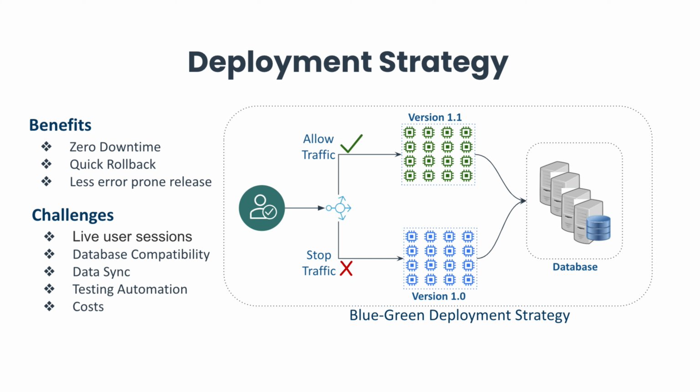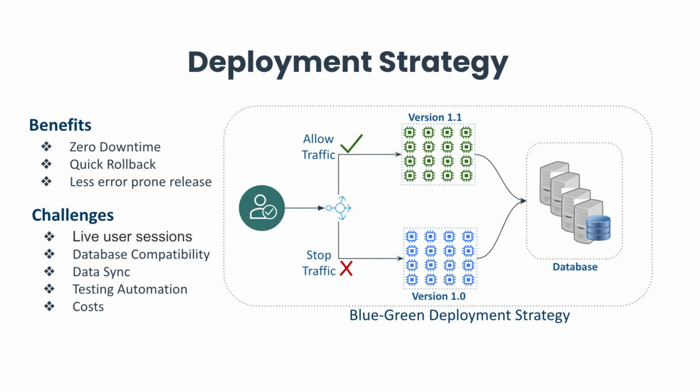The next challenge is database compatibility. Blue-green strategy can be challenging if database changes are not forward or backward compatible. These situations can happen if deployment has a major schema change. Data syncing. Blue and green servers both have separate databases. Sometimes data can be out of sync, so it needs to be taken care of for all the serving requests so data can be synced. Testing automation.